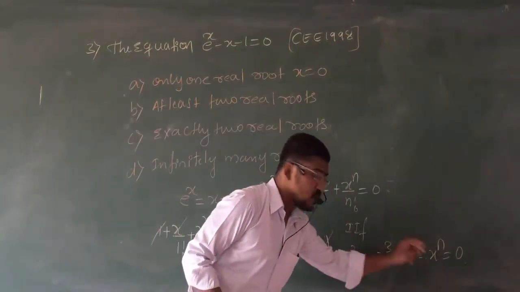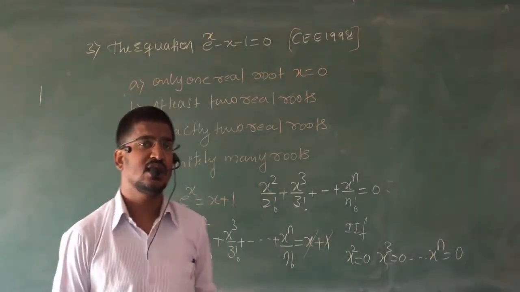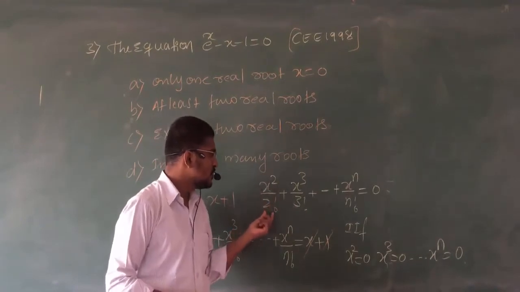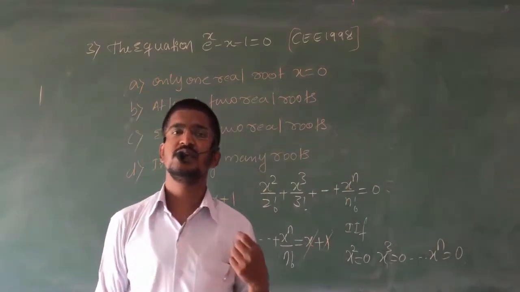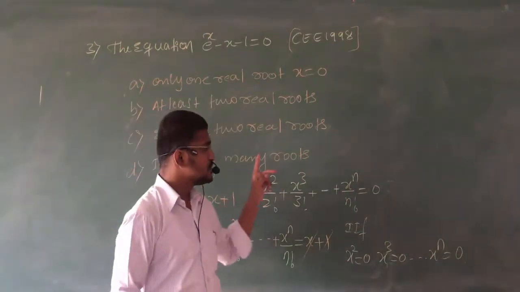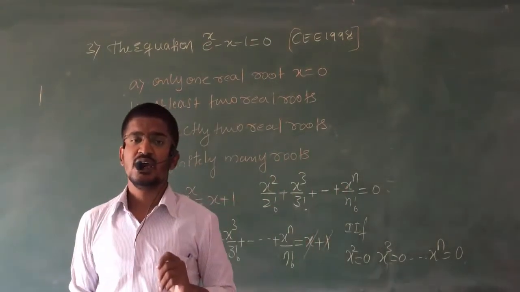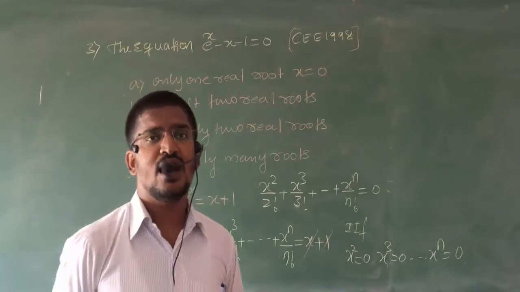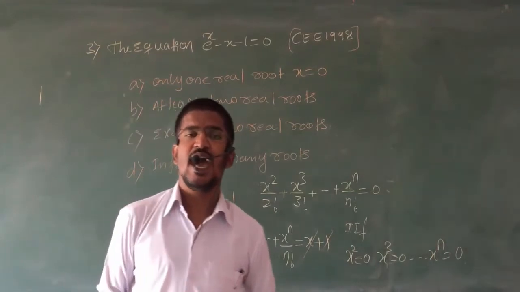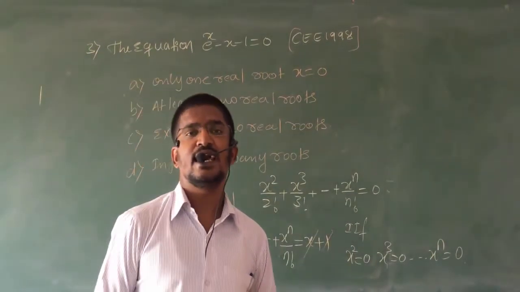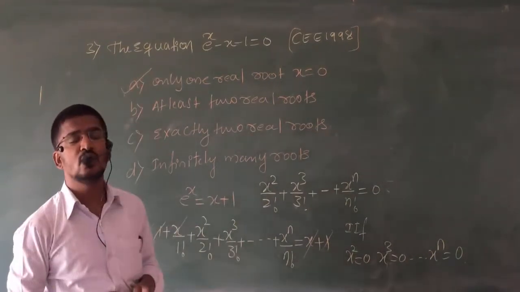If these terms are not equal to 0, then this thing is not possible. That is a little bit thing which you have to analyze, because x square by 2 factorial must also be 0, and so on, all the nth terms must be 0. That means x square must be 0, x cube must be 0, x raised to n also must be 0. Then only you are going to have the answer, that is x equal to 0. That means it has only one root, x equal to 0.